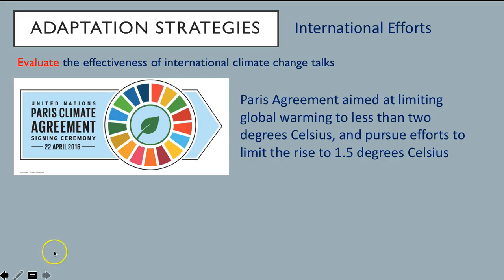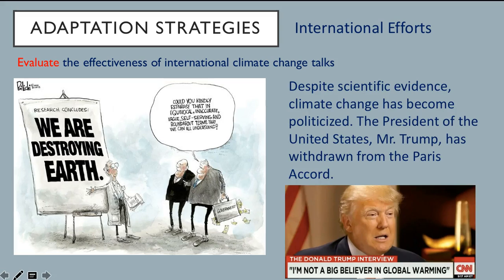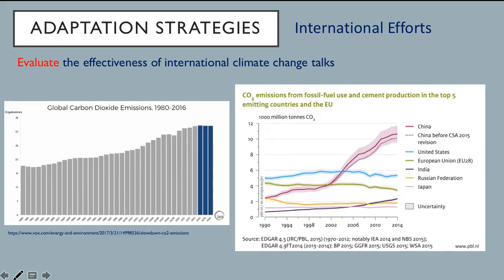The Paris Agreement aimed at limiting global warming to less than 2 degrees Celsius and to pursue efforts to limit the rise to 1.5 degrees Celsius. Despite scientific evidence, climate change has become politicized. The President of the United States, Mr. Trump, has withdrawn from the Paris Accord. Rates of carbon emissions do show signs of slowing down. This reduction might be due to China moving away from coal. However, as CO2 emissions show in some parts of the world a slowing, look at what's happening in India.